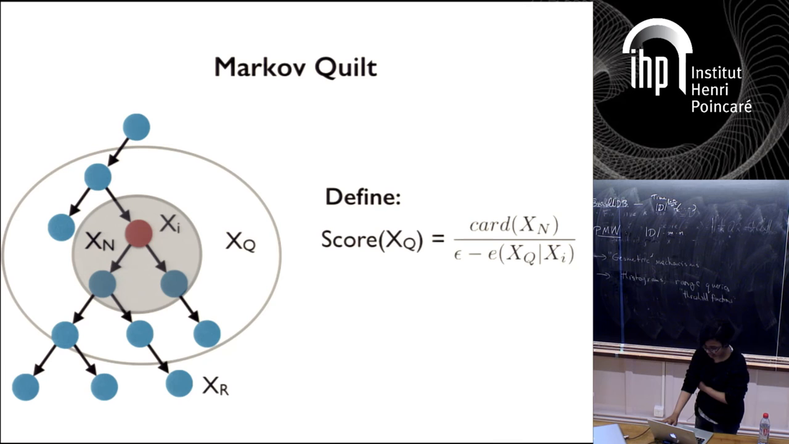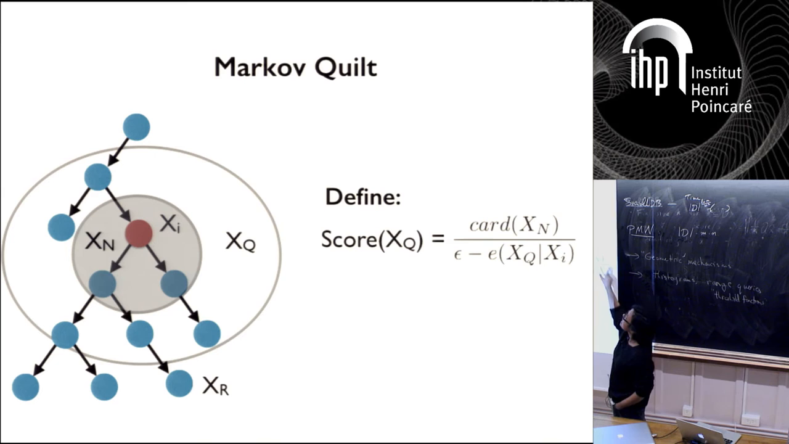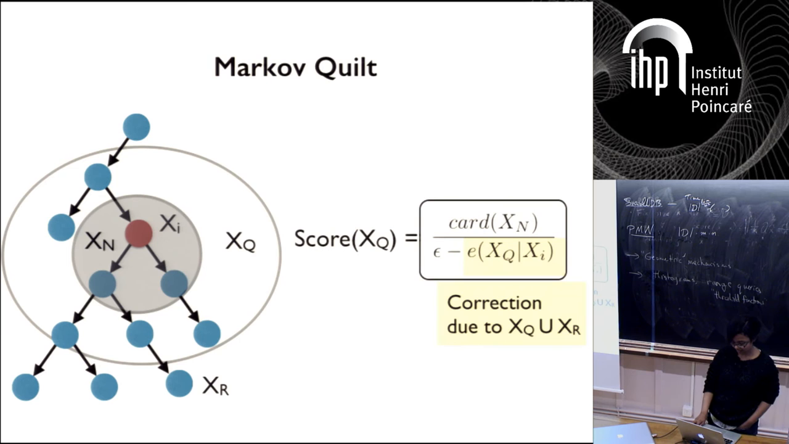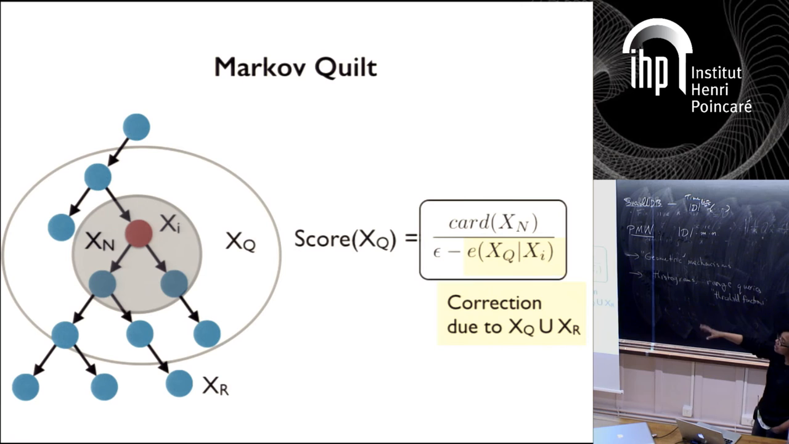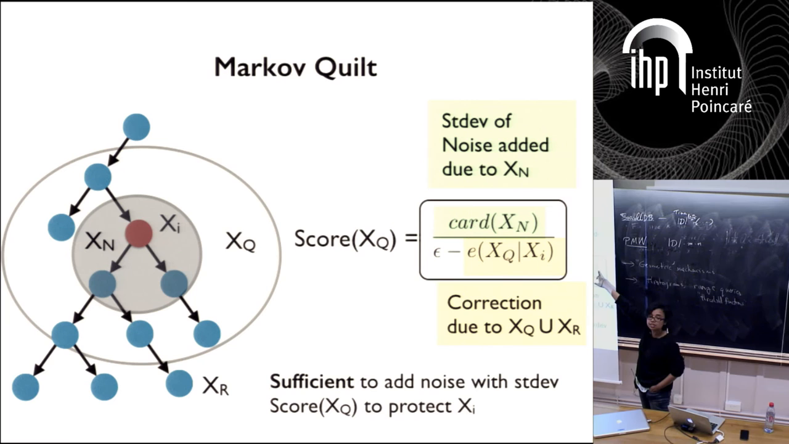Okay, and it turns out we can define the score of a Markov quilt as follows. The score of XQ is the cardinality of XN, the interior set, over epsilon minus the max influence of XQ on X given Xi. Epsilon here is the privacy parameter. This term corresponds to the correction. Remember I told you that we'll do a correction because of XQ, and once you correct for XQ, you're done because XR is independent. So this is the correction due to XQ and XR, and this is the standard deviation of the noise that you need to add due to XN.